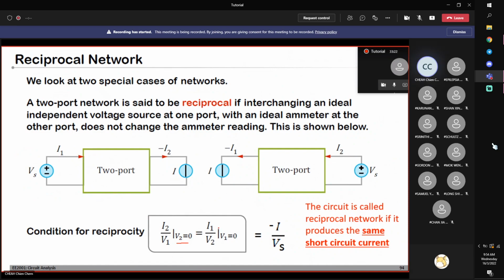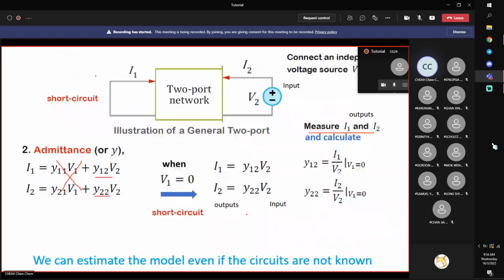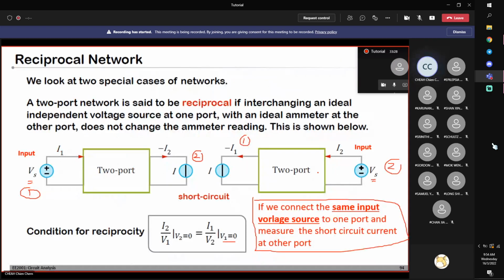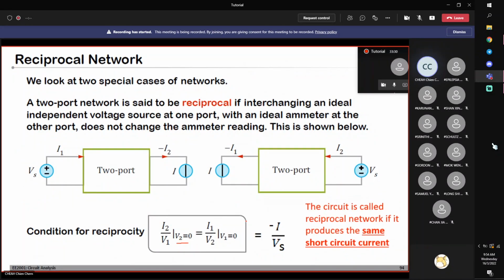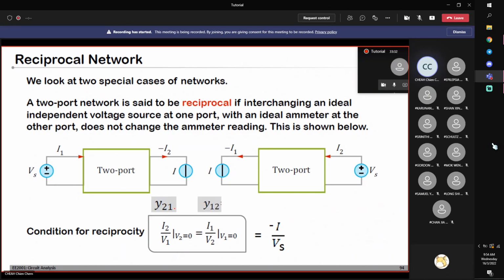Let me check I1 V2, right? I1 V2 is actually Y12. So one is Y21, one is Y12. This basically means that if Y21 and Y12 are the same, this network is reciprocal, right?